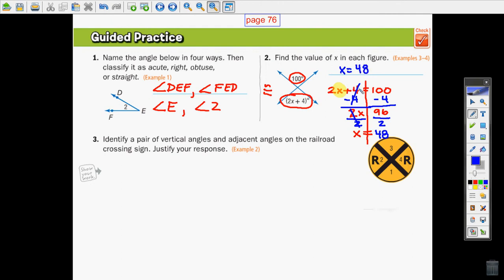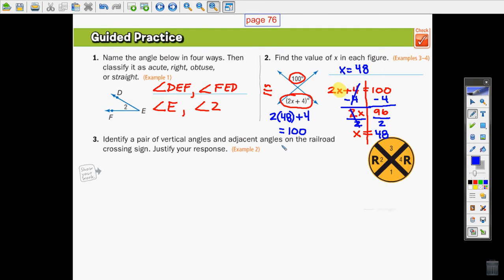Now remember what I said earlier, we can check this work. I can now take 48 and plug it back into this expression. Remember, we know that this angle has to equal 100 degrees because its opposite angle equals 100 degrees. And if I plug 48 back into my original expression, plug that 48 in for x, and then solve, 2 times 48 is 96. 96 plus 4 is, in fact, 100. So we checked it. We know it's correct. And we'll be doing a few more of those for practice in the independent practice section. Let's move on to number 3.